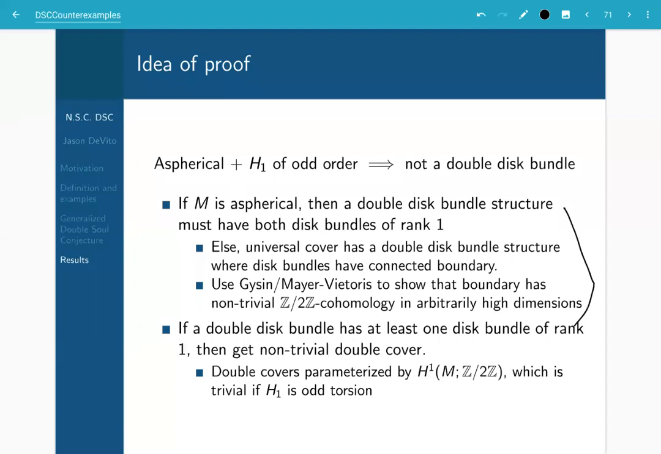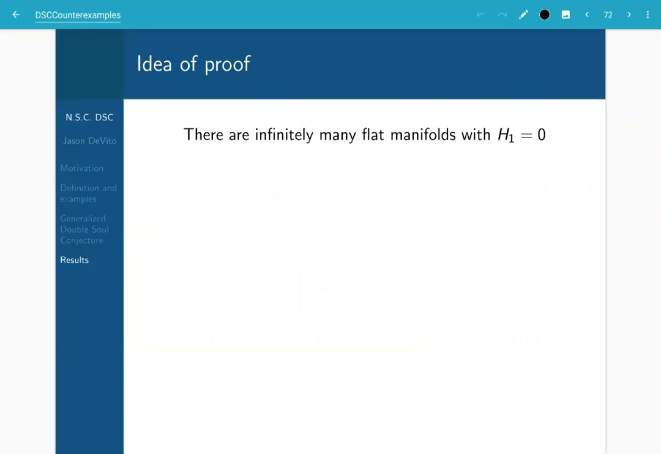Okay, so great. So we have an obstruction, but just because you have an obstruction doesn't mean you have examples that realize this obstruction. So the other half of this is we need to construct some flat manifolds whose first homology has odd order. And the simplest example of a group of odd order is the trivial group, which has order 1. So we're going to look for flat examples that have H1 being trivial.